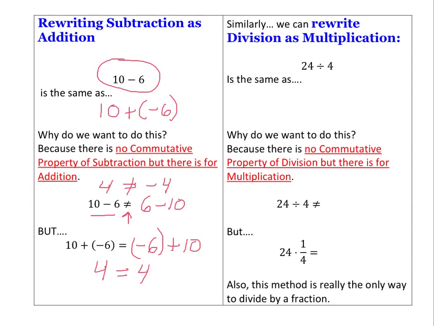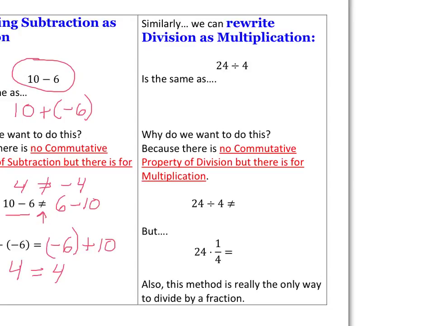If we look over here closer, we can rewrite every division problem as multiplication. For example, 24 divided by 4 can be rewritten as 24 times the reciprocal or multiplicative inverse of 4, which we just practiced on the previous page, is the flip of the numerator and denominator. So we can rewrite 24 divided by 4 as 24 times 1/4. Now, why would we ever do this? For the same reason why we would rewrite subtraction problems. There is no commutative property of division, but there is for multiplication.